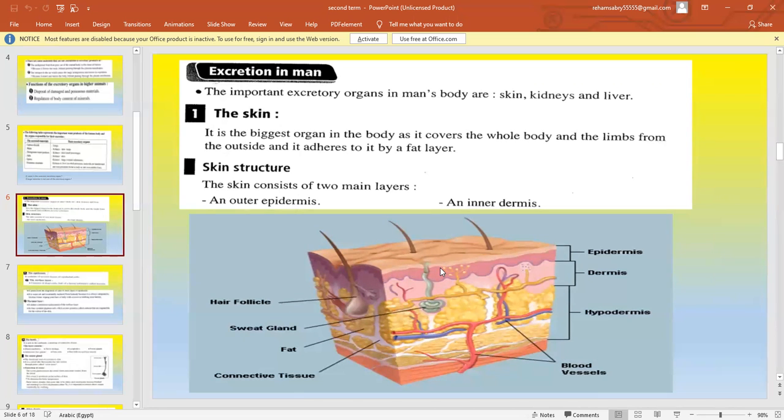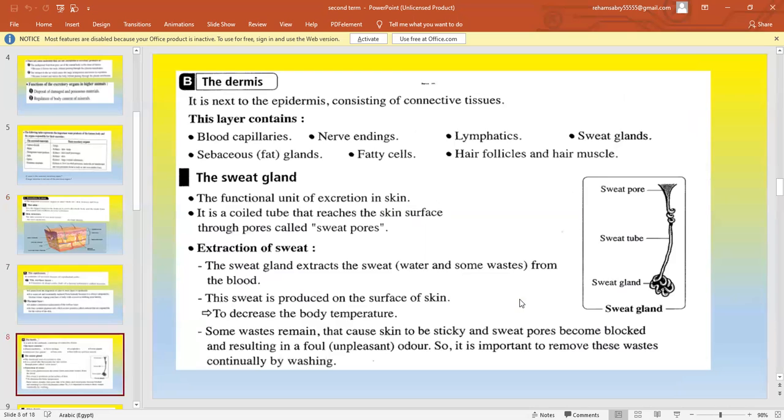Okay, so this is the sweat gland, sweat pore and the sweat tubule. It is the functional unit of excretion in skin. It is called the tube and reaches the skin surface through the sweat pores. What is the function of it? It extracts the sweat. The sweat glands extract the sweat, water and some waste from the blood. This sweat is produced on the surface of the skin.